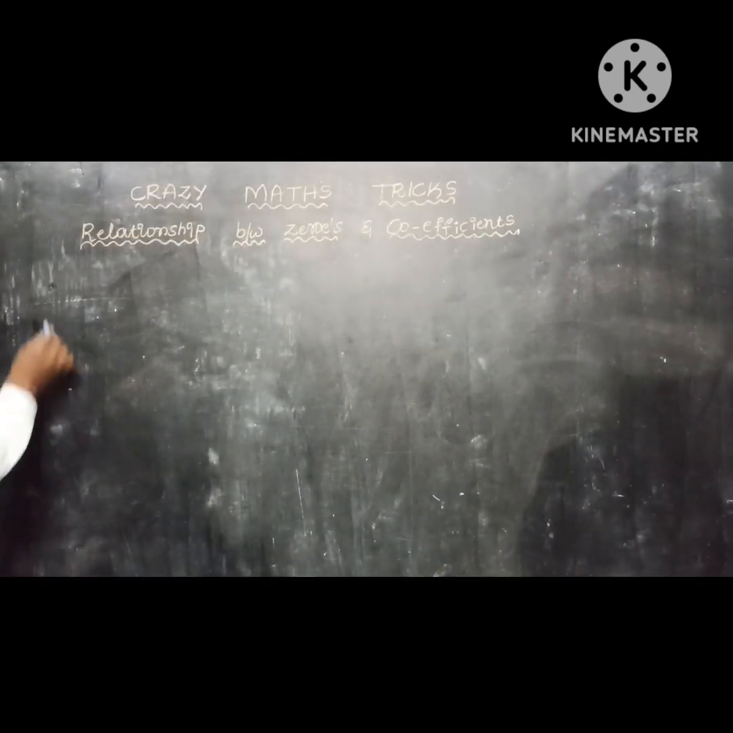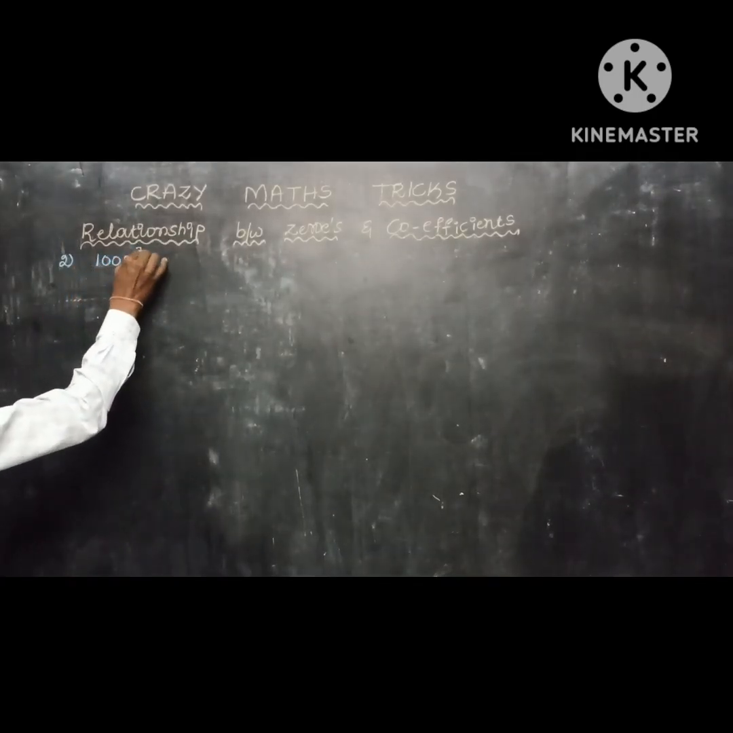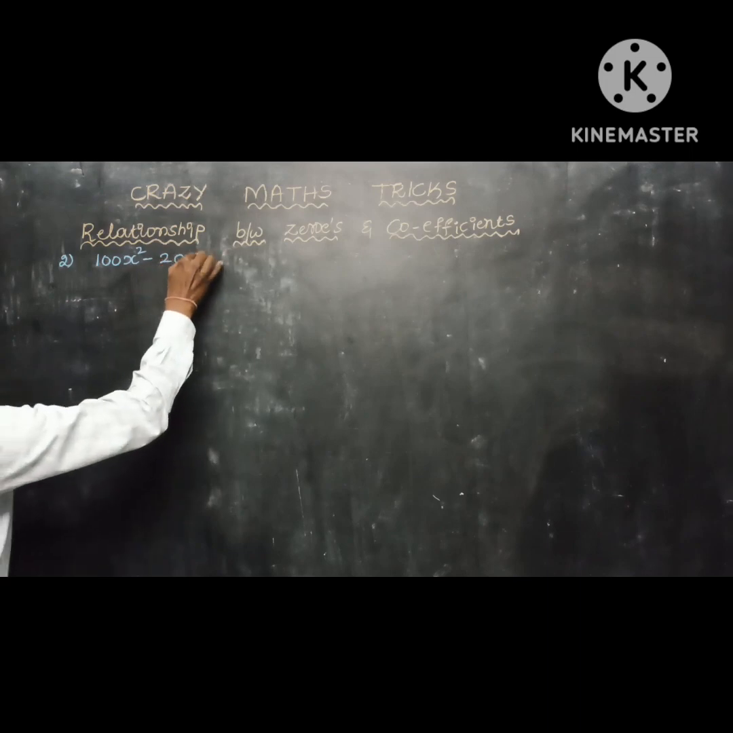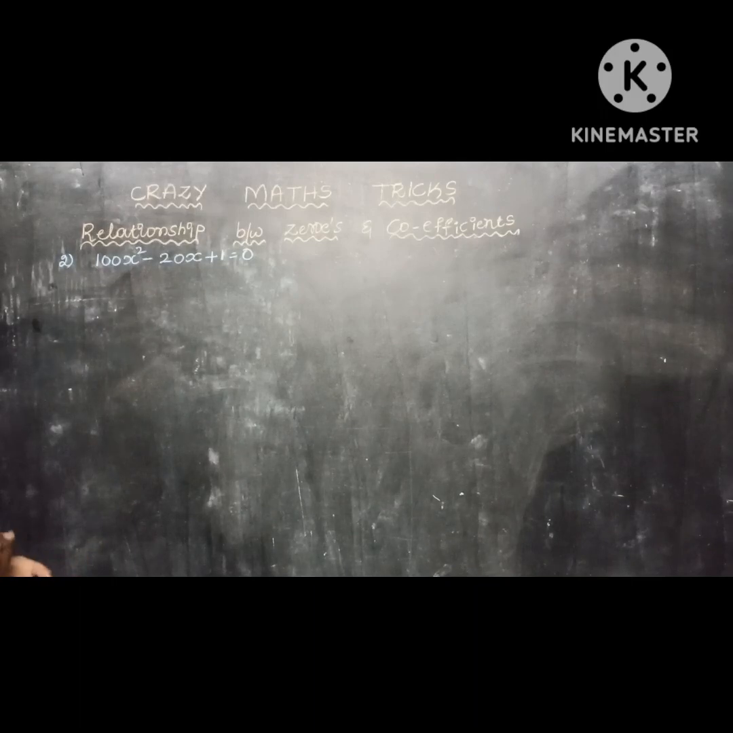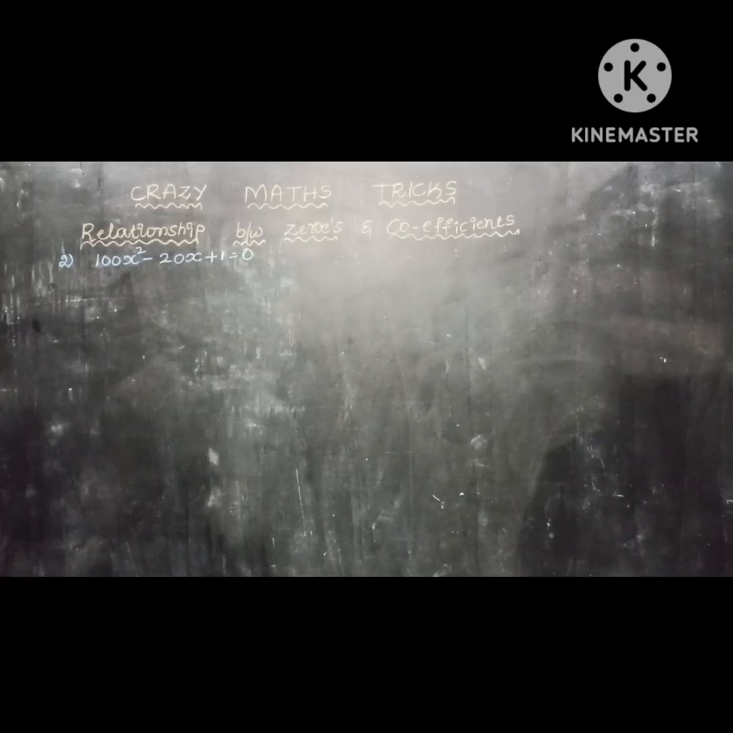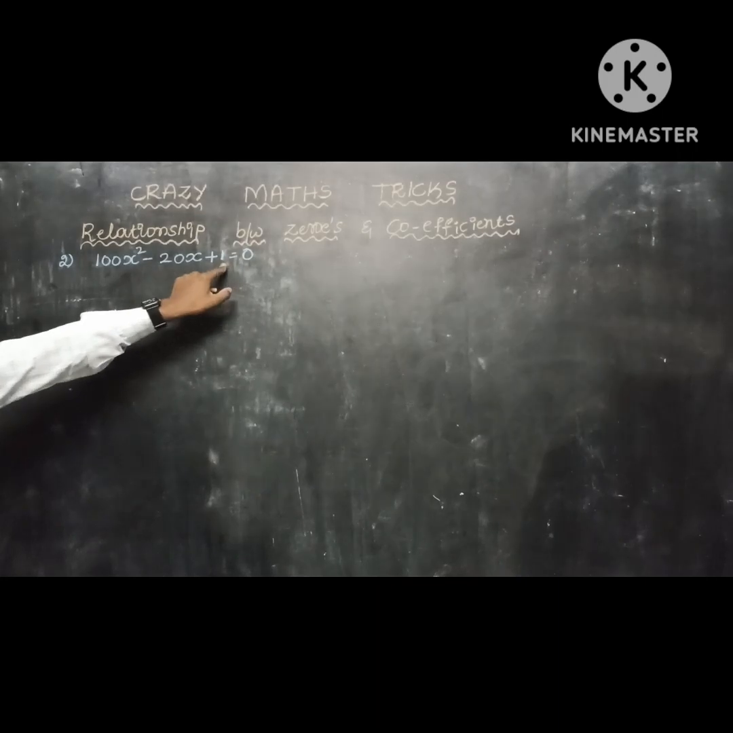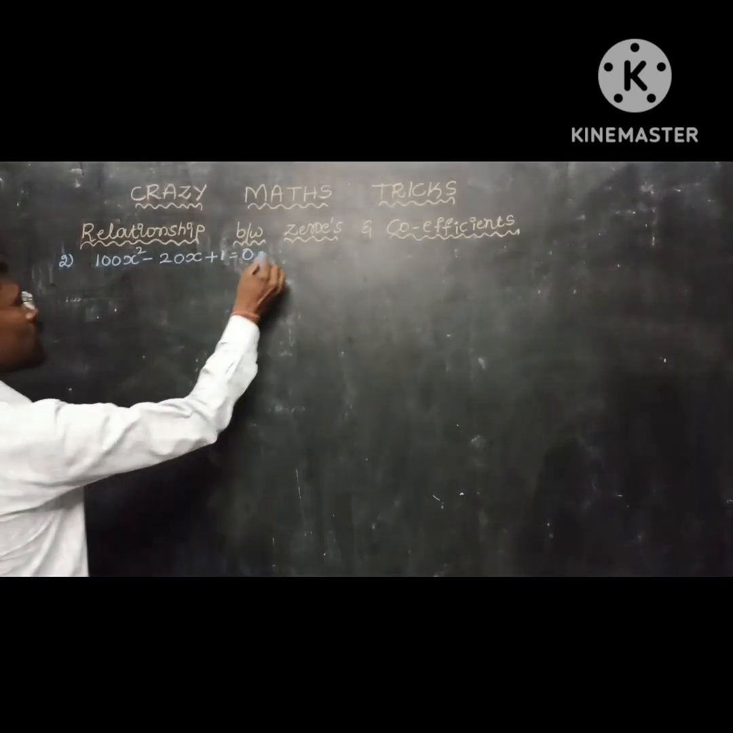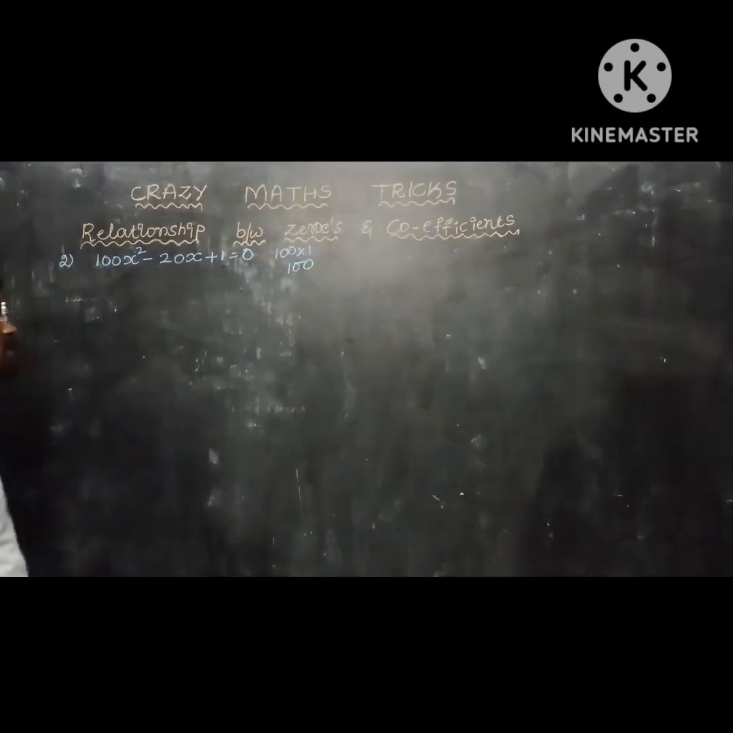So we are going to discuss one more problem on the relationship between zeros and coefficients. We are going to take the polynomial 100x square minus 20x plus 1 equals 0. So the first main concept is that we have to find the zeros of the given polynomial. How to find that? We said x square coefficient into constant term. What is the x square coefficient here? 100 into constant term 1. We will get the result as 1.